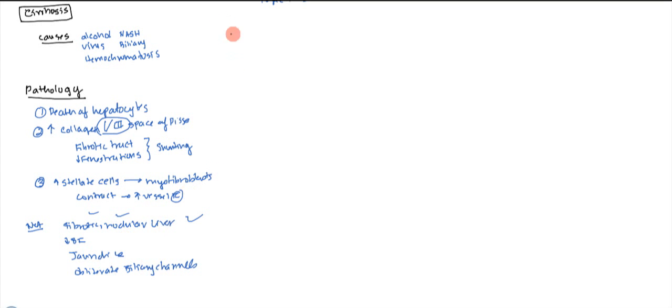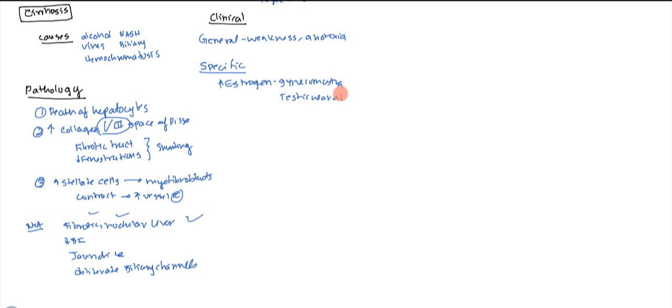Now, clinically, what do you see? In general, we have general symptoms. This is going to be weakness, anorexia, these types of symptoms. But there are some that are more specific. The first one relates to an increased amount of estrogen, because estrogen is degraded in the liver, and if blood can't go through the liver and get processed, you're going to have increased estrogen. Now, this can lead obviously to gynecomastia. It can lead to testicular atrophy, and it can lead to spider nevi, which is a little like a vascular disorder.